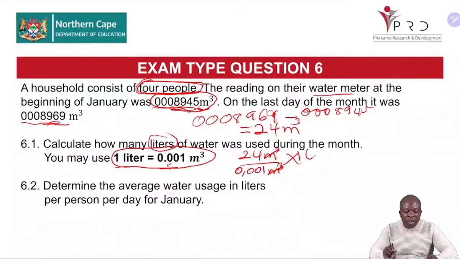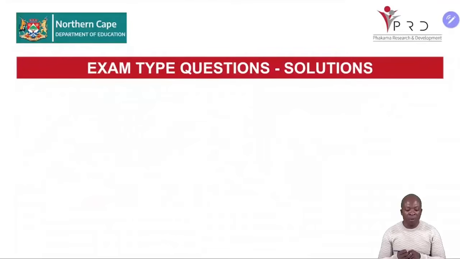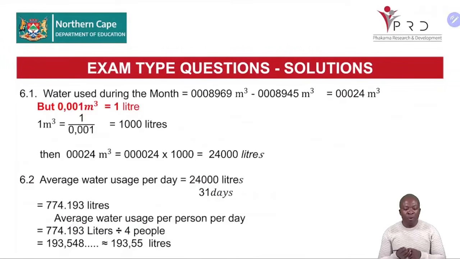Look at the second one. Determine the average water usage in liters per person. Meaning we need our answer from 6.1 to help us find the answer from 6.2 because we know there are 4 people in that house. So let's look at how you were supposed to deal with that.